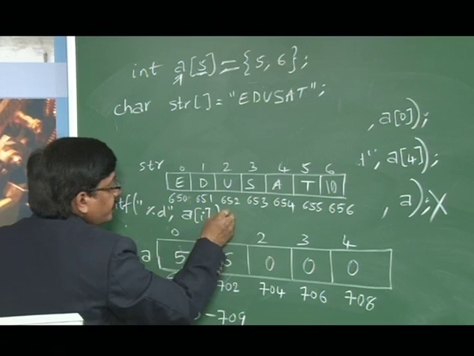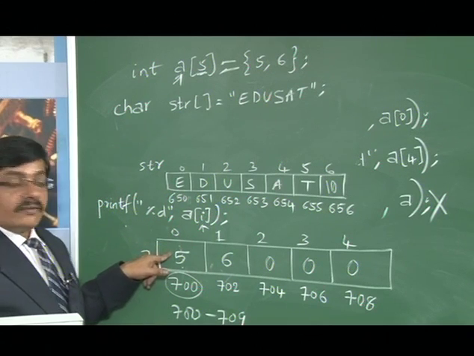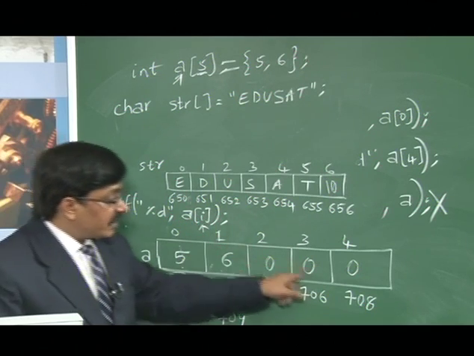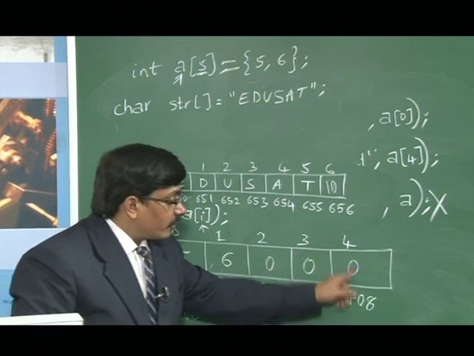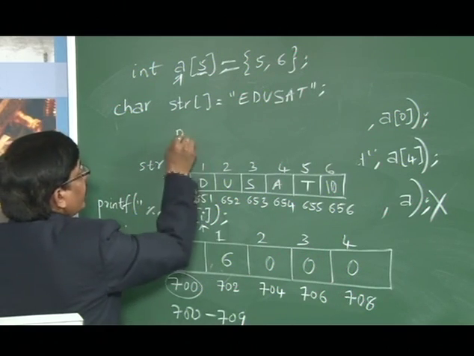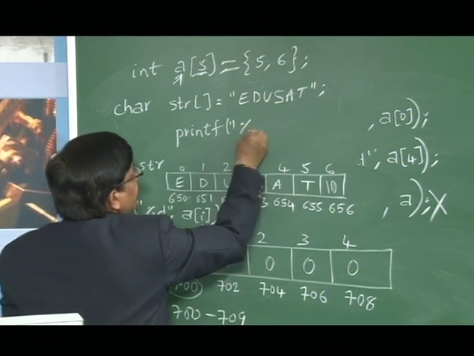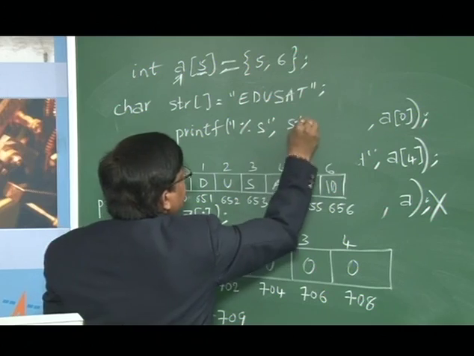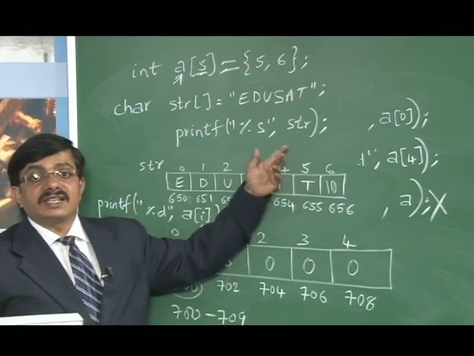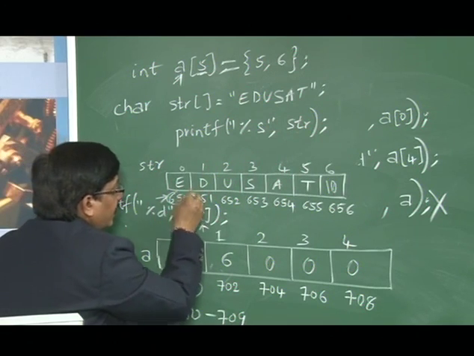When this I value is 0, A of 0 means this is the element. A of 1 means this is the element. A of 2 means this is the value. A of 3 means this is the value. Similarly, A of 4 means this is the value I will get. But when I am printing the string, I use the statement printf %s comma str. Here I am not using str of 0, str of 1, str of 2, rather only this particular address.